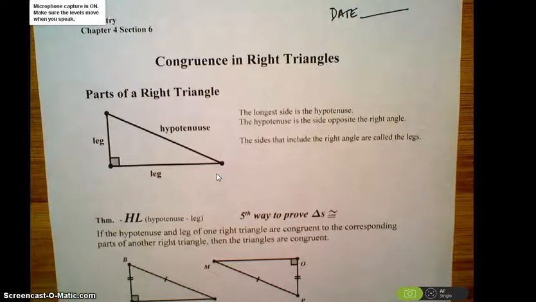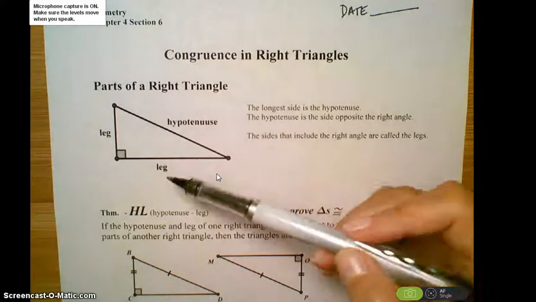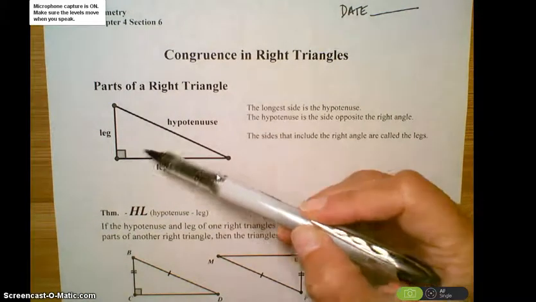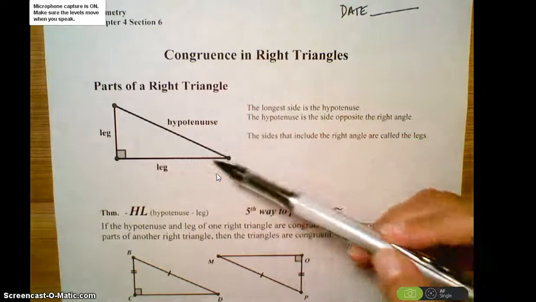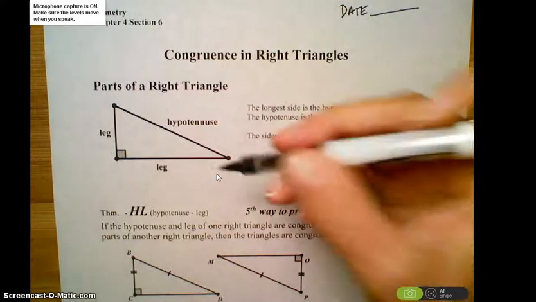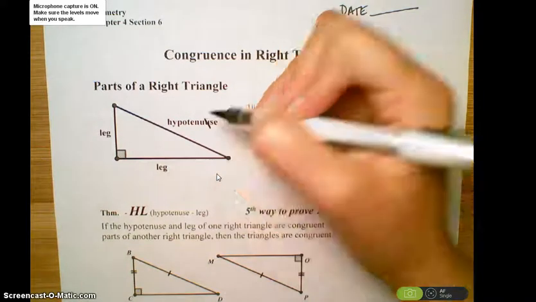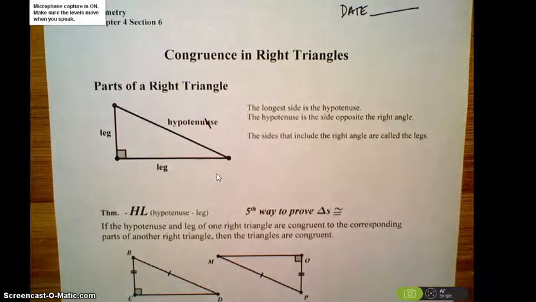All right, so the first thing we have are the parts of a right triangle, and what you need to know is that the sides that include the right angle are called the legs. The side opposite the right angle is called the hypotenuse, which should only have one U in it. The hypotenuse is the longest side of the right triangle.